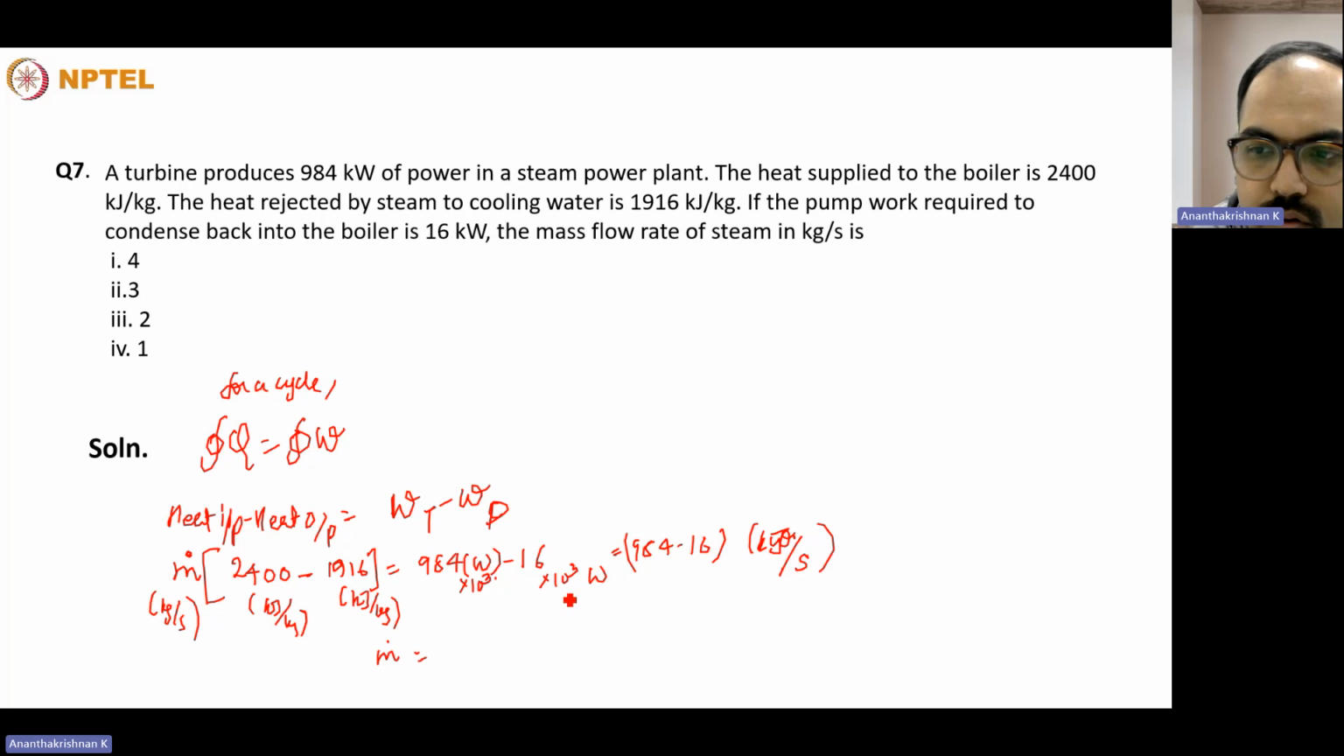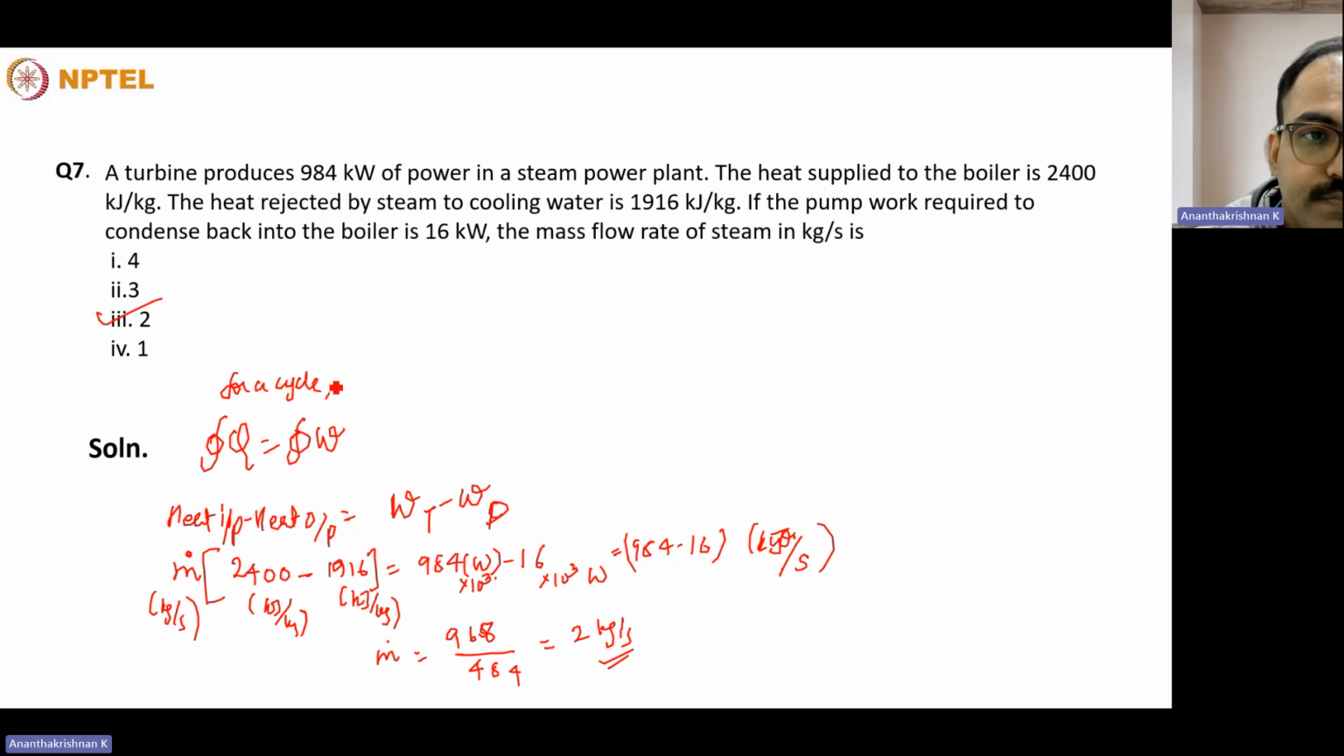So the mass flow rate will be equal to 968 divided by 484. So that will be equal to 2 kilogram per second. So that option is option 3. It's a straightforward question.